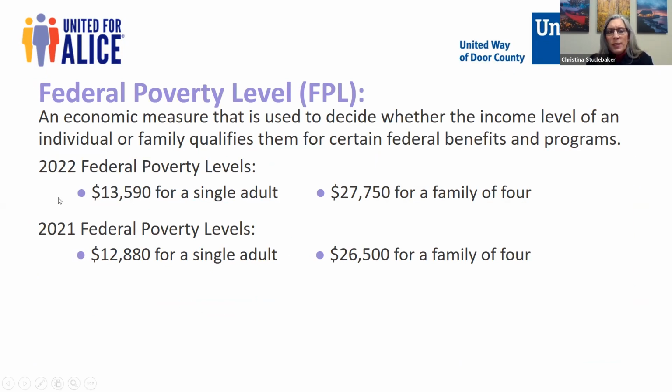I just put up these numbers to show what they are. They increase a little bit every year. Actually, the difference between 2021 and 2022 is the biggest jump that I've seen in these numbers in a while, which is saying something. For a single adult it went up $700, and it went up $1,250 for a family of four. That's been the biggest annual increase in a while, which is interesting.